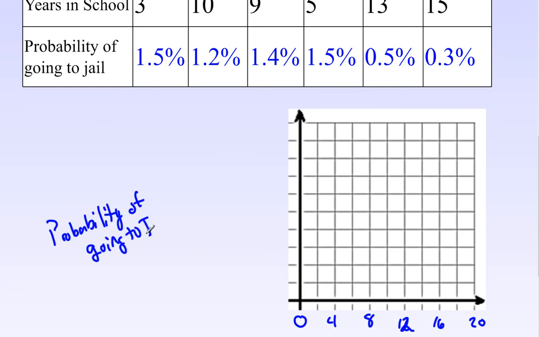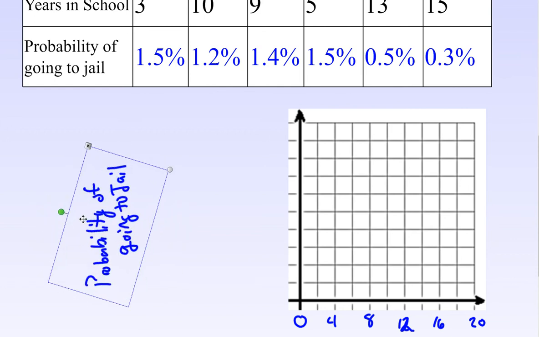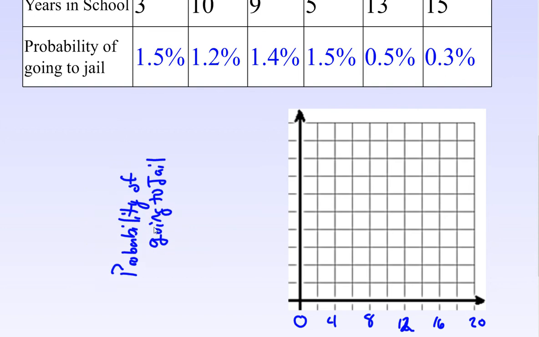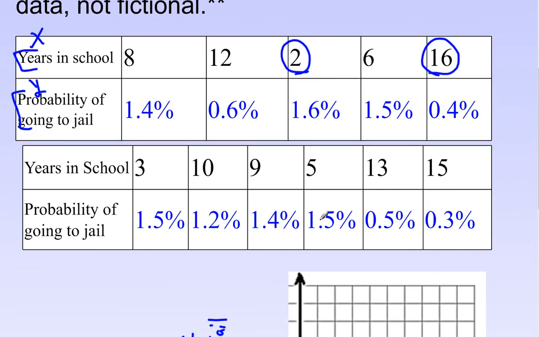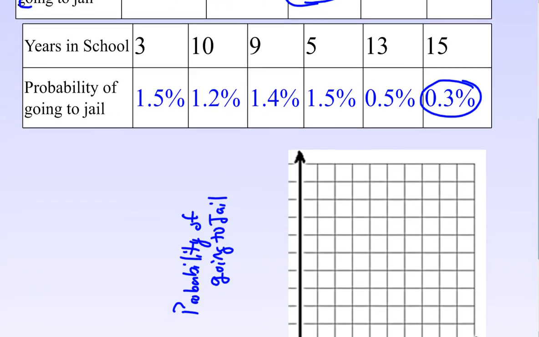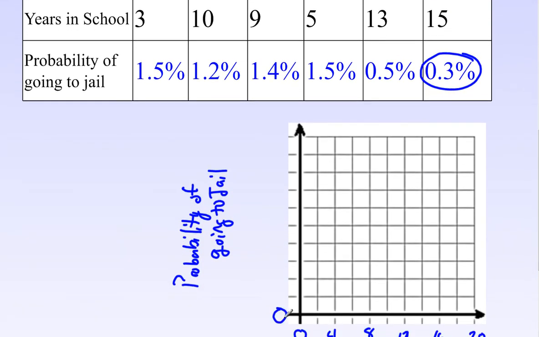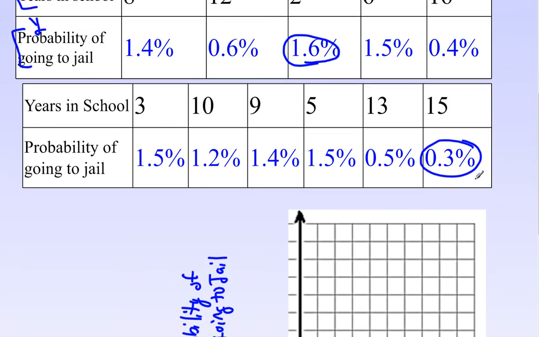Going to jail. There. So, probability of going to jail. Our lowest value, let's see, is 0.3, and the highest value is 1.5, 1.6. All right, so our scale has to go from 0, you always start at 0, and has to go up to about 1.6.